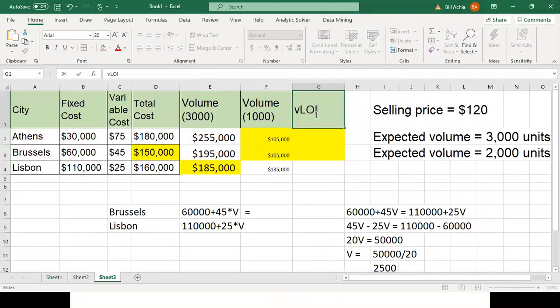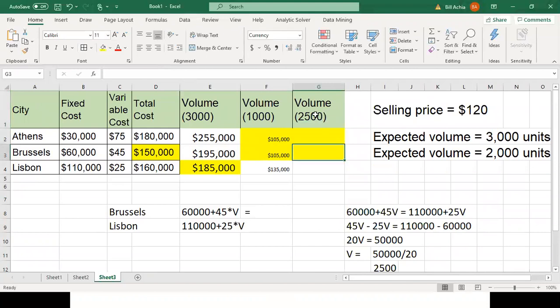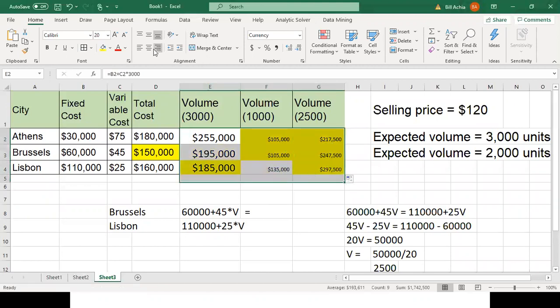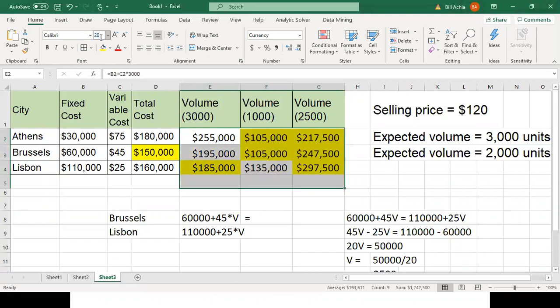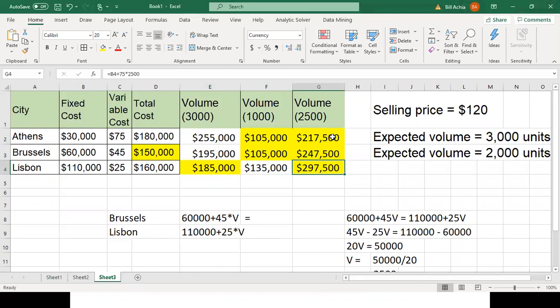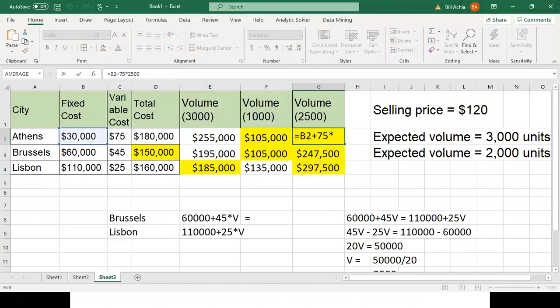And let's have a volume at 2,500. Okay, and let's start again from the top here. And here our total cost will be 30,000 plus 75 multiplied by 2,500. Let me drag this down. What happened here? Oh, sorry. Should have clicked on the cell.